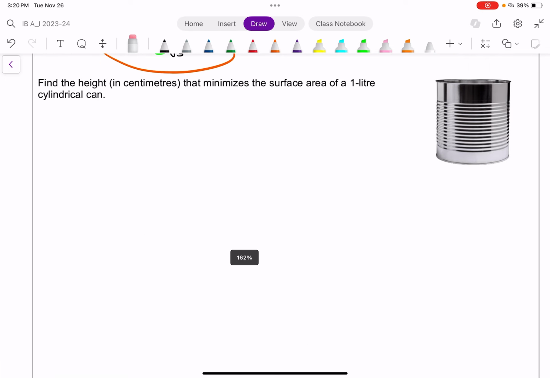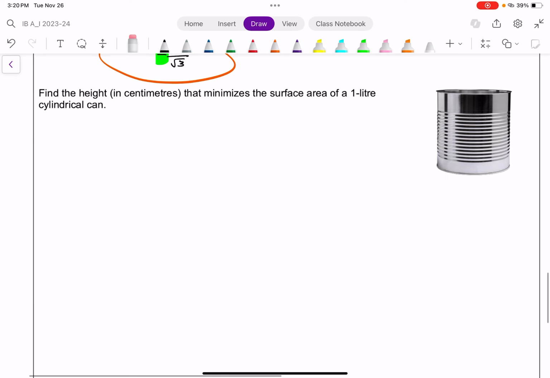Lastly, another classic optimization question, similar to the first one, now looking at a cylinder. I have a cylinder that has a set volume of 1 liter. And I want to find the ideal height so that we minimize the surface area, so we have as little material as possible here.